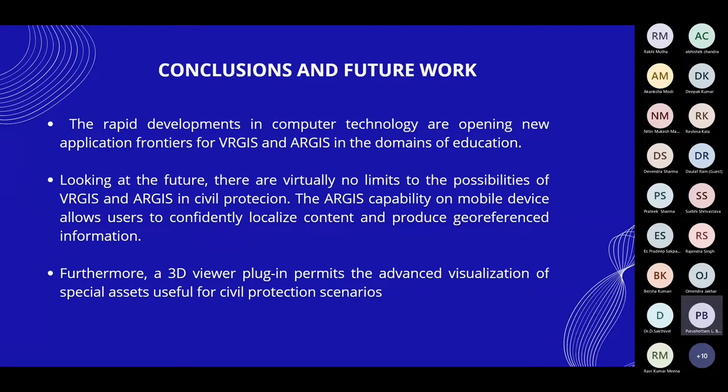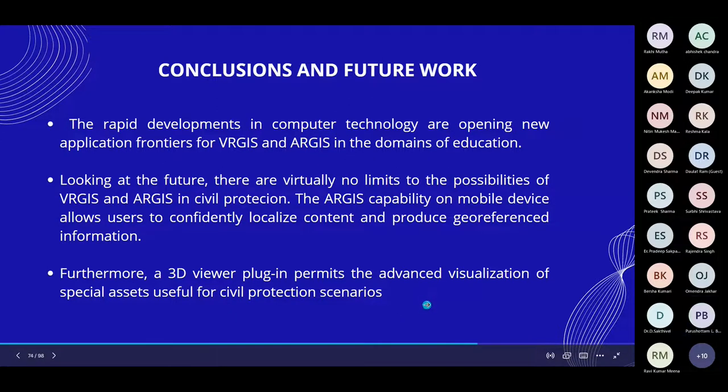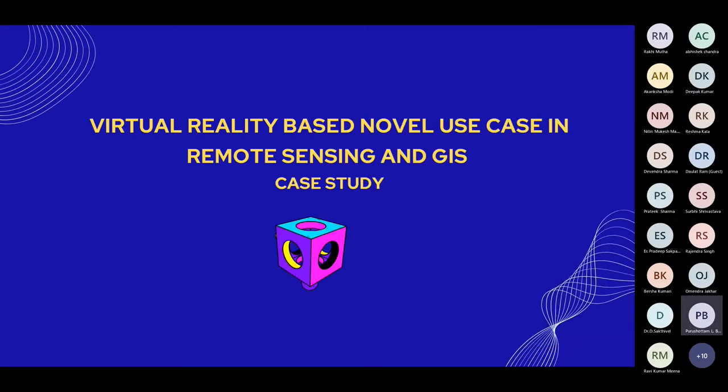So coming to the conclusions and future work, rapid developments in computer technology are opening new application frontiers for VR GIS and AR GIS in the domain of education. So also looking at the future, there are virtually no limits to the possibilities of VR and AR GIS in civil protection. So AR GIS capability on the mobile device allows the users to confidently localize the content and produce geo-referenced information. So one can use the 3D Viewer plugin in order to permit the advanced visualization of the spatial assets useful for civil protection scenarios.